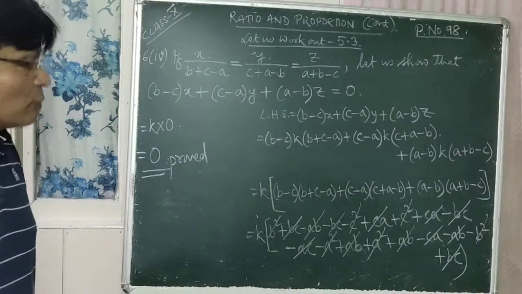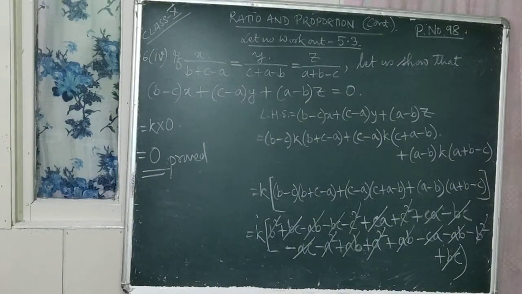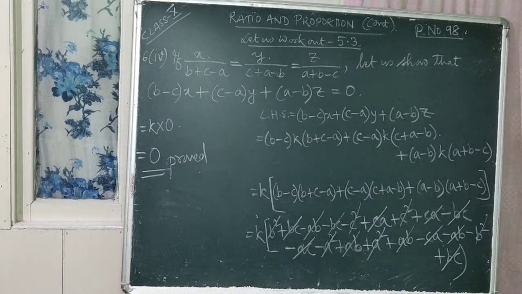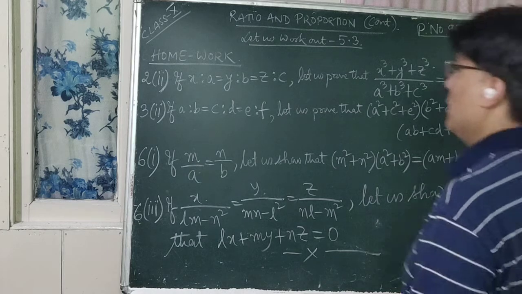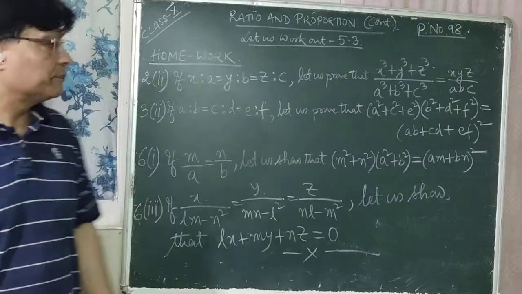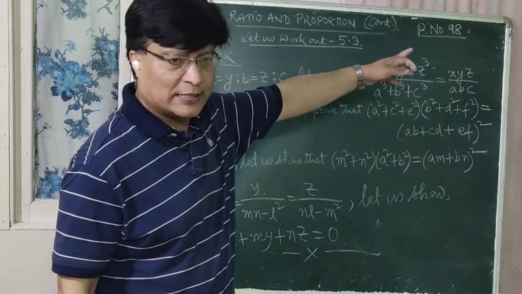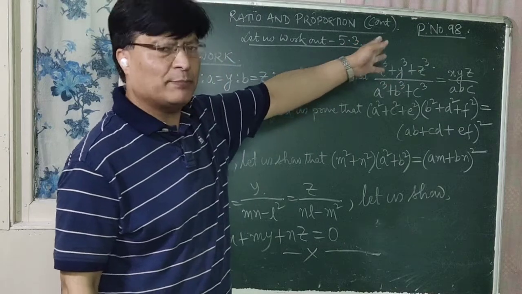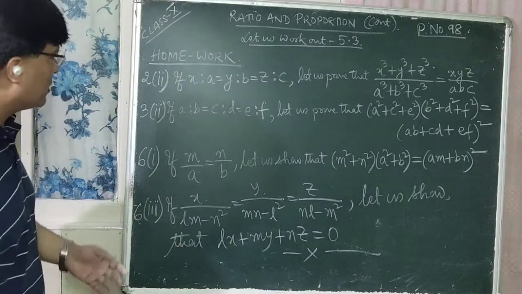Now I'll give you some homework. You can do it at home. So now these are your homework, from the same page number 98. This is from page number 97 and page number 98 as well. Let us work out 5.3. So these are your homework.